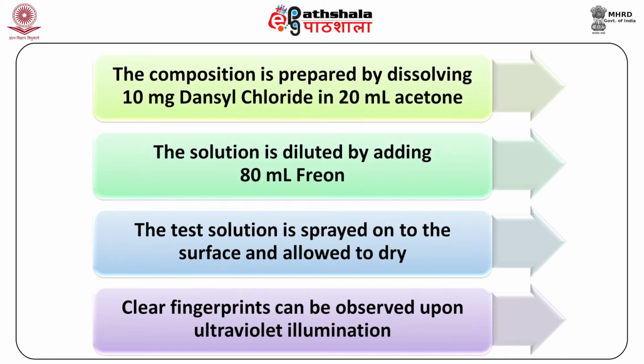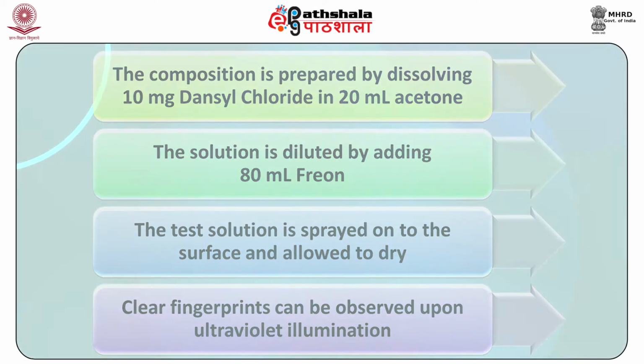For detecting latent prints, the composition is prepared by dissolving 10 mg dansyl chloride in 20 ml acetone. The solution is diluted by adding 80 ml freon. The test solution is sprayed onto the surface and allowed to dry. Clear fingerprints can be observed upon ultraviolet illumination.